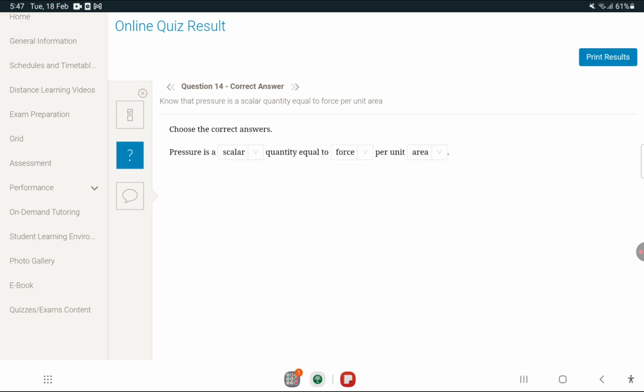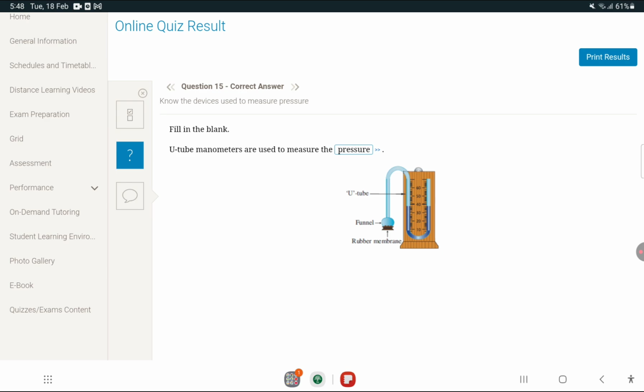Pressure is a scalar quantity equal to force per unit area. Pressure is scalar because it can't have a direction. As we said, it's isotropic. No matter from what direction you measure it, it will always have the same value. So pressure is scalar. It's equal to force per unit area. P equals F over SA. As we said, force over area, but we call it surface area.